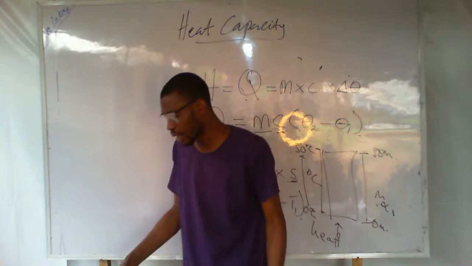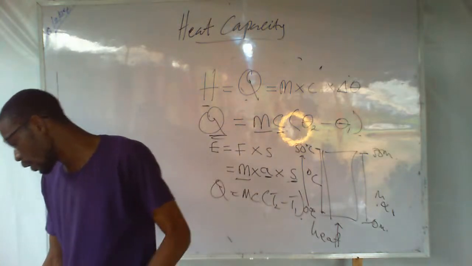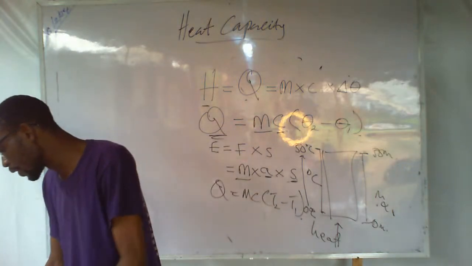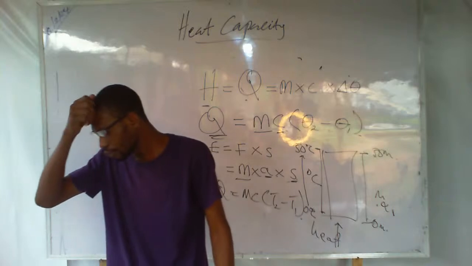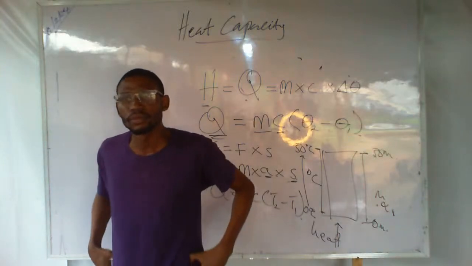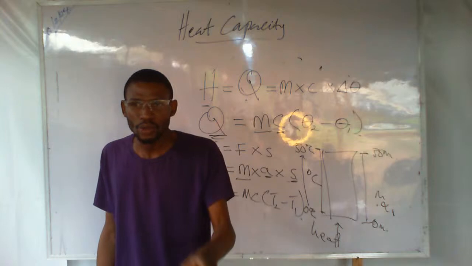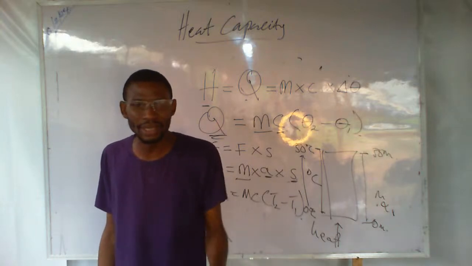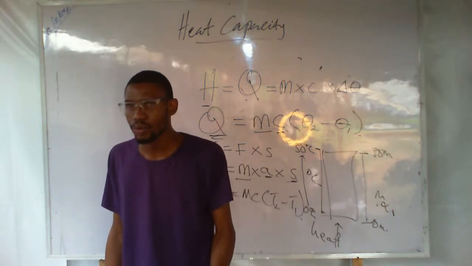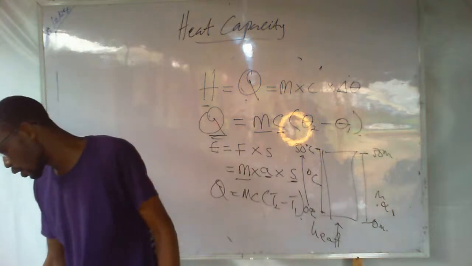Can we progress? Now let's write. Let's write specific heat capacity on the line. This is JAMB class. There are some things we'll just have to memorize. We do not have time to waste.